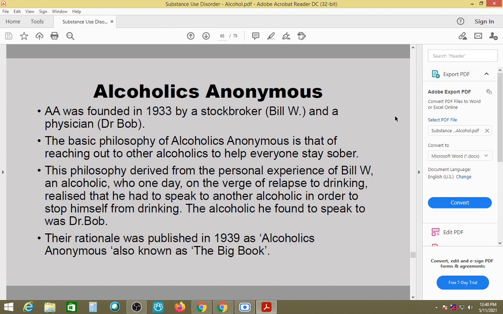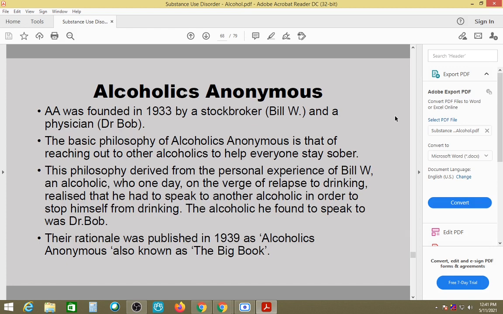Now, from where does this AA come? Just a bit in brief. You can refer to articles and much literature; you will get plenty. AA stands for Alcoholics Anonymous. If we study substance use and don't understand what AA is, our objective to understand substance use is incomplete. Alcoholics Anonymous was founded in 1933 by a stockbroker, Bill, and a physician, Dr. Bob.